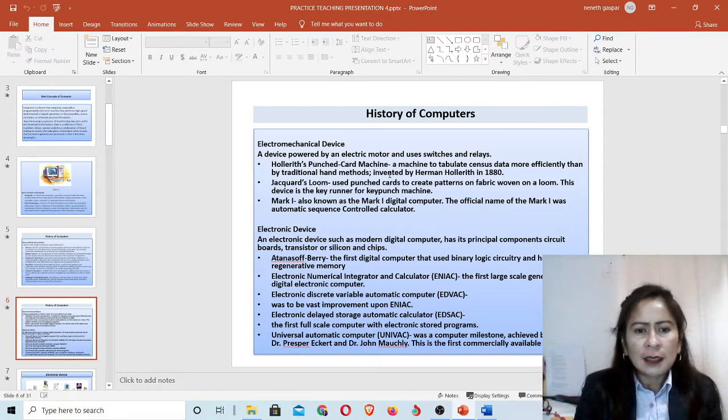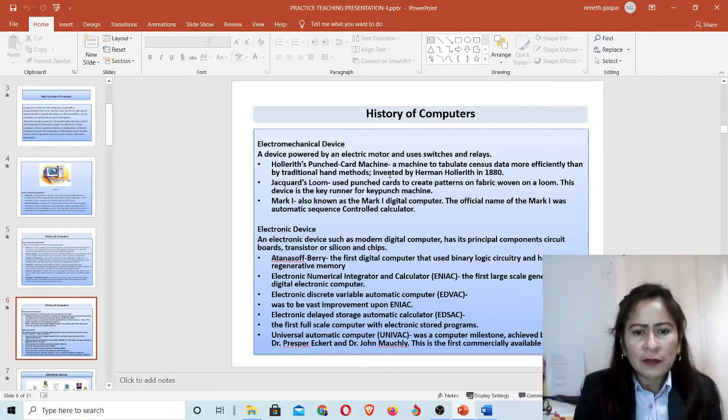Electronic device. An electronic device, such as a modern digital computer, has its physical components as circuits, boards, transistors, or silicon and chips. Atanasoff-Berry, the first digital computer that used binary logic or circuitry and had regenerative memory. Electronic Numerical Integrator and Calculator, we call it ENIAC, the first large-scale general-purpose digital electronic computer.